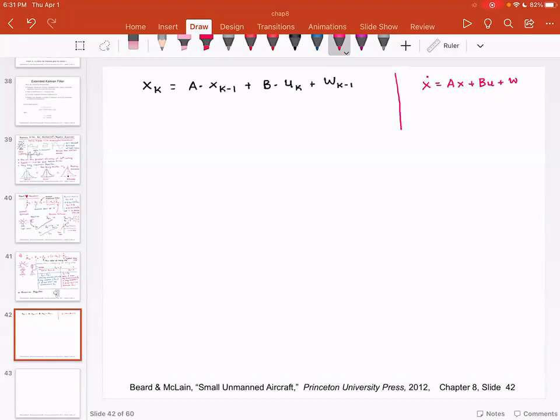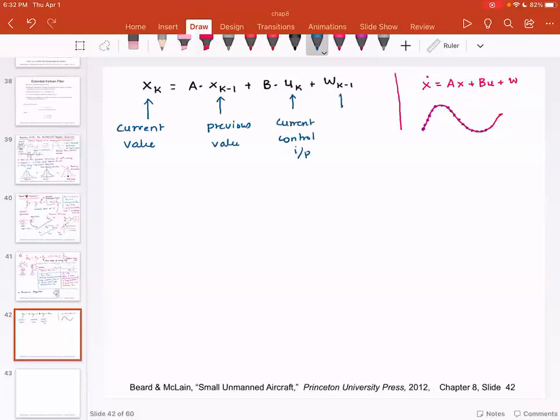MATLAB usually does the implementation in discrete form. We don't have a continuous signal in a true sense; what we have are snapshots of the continuous signal. But as long as these snapshots are super close to each other, we have a continuous representation. So this is the current value, this is the previous value, this is the current control input, and this is the noise.